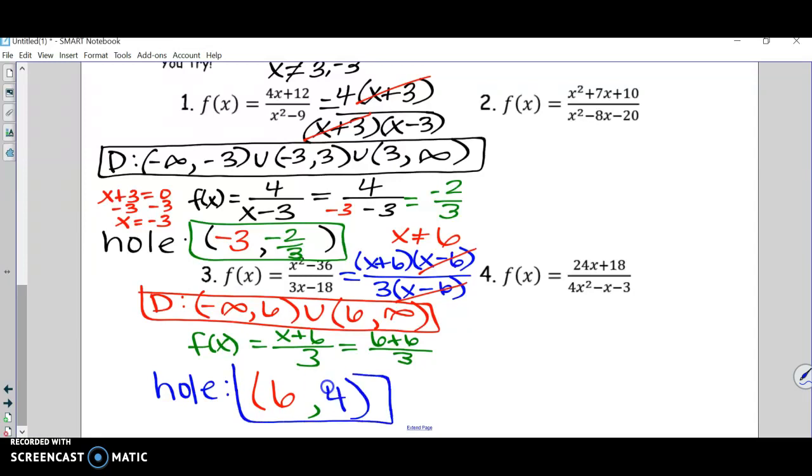We got our hole and we got our domain. Those are our first two characteristics so far. They keep building on each other, okay? So you can't do one without doing the others. Alright? We good? Yeah.